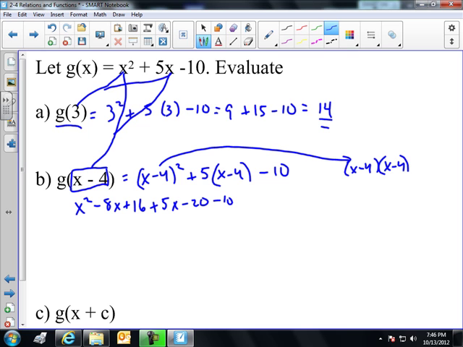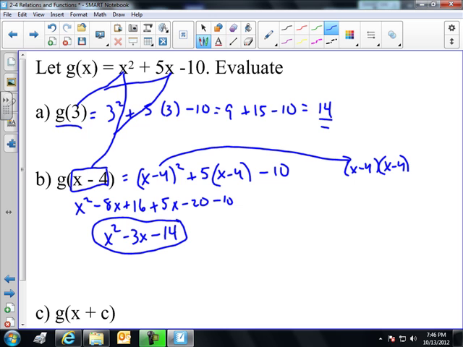And then simplifying, what we get is the x squared just stays there, so the negative 8x plus 5x is negative 3x. 16 minus 20 is negative 4. Minus 10 is negative 14. So our answer would be right here, x squared minus 3x minus 14.